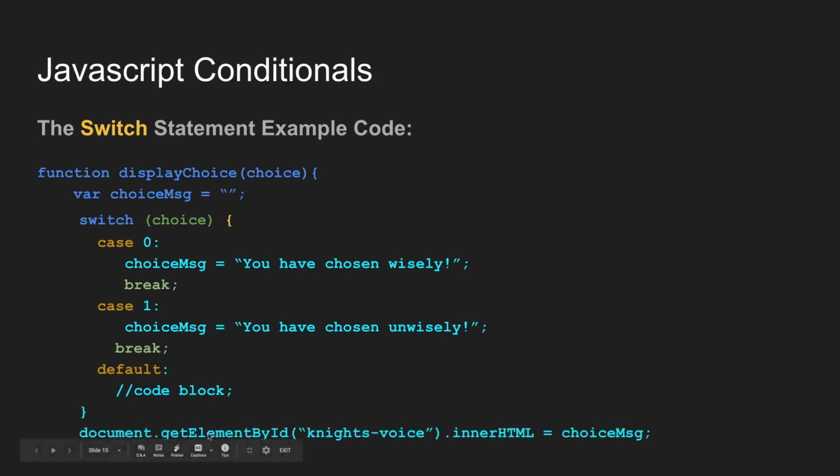And in this example, I'm basically taking a document, get element by ID, and there's some element out there called the knight's voice, and I'm assigning to it the choice message, right? You have chosen wisely. You have chosen unwisely. So this is a typical example.